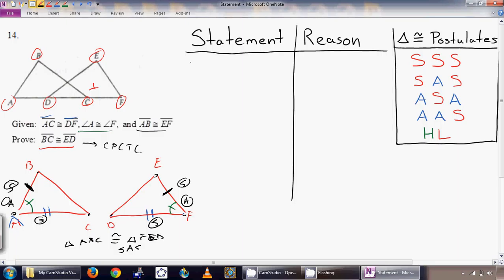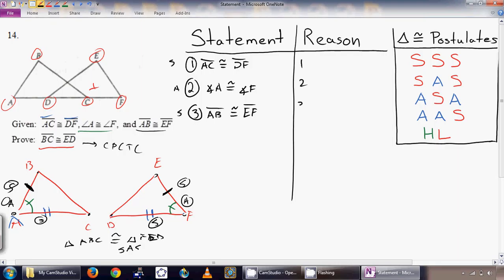Okay, so let's go ahead and write this up. 1, AC is congruent to DF. 2, angle A is congruent to angle F. And 3, AB is congruent to EF. And that was side angle side. And how did I know all of these things? Well, they were all given.